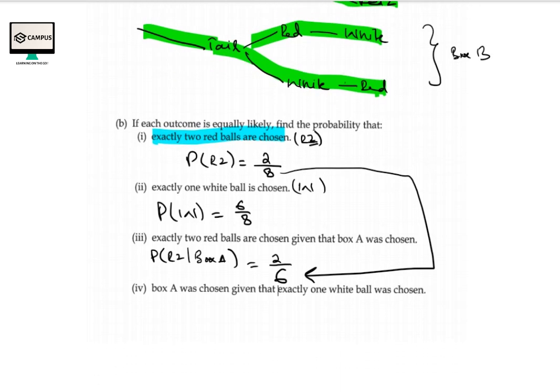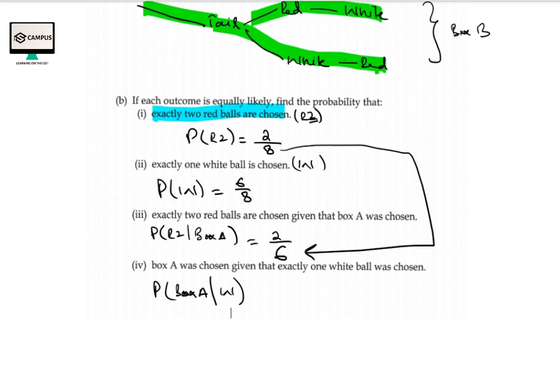Now moving on to part D. We have to find the probability that box A was chosen given that exactly one white ball was chosen. So we have to find the probability of box A given that only one white ball was chosen, right? This apparently looks crooked because we are trying to find the probability of a previous event based on the occurrence of a later event. However, there is nothing to worry about.